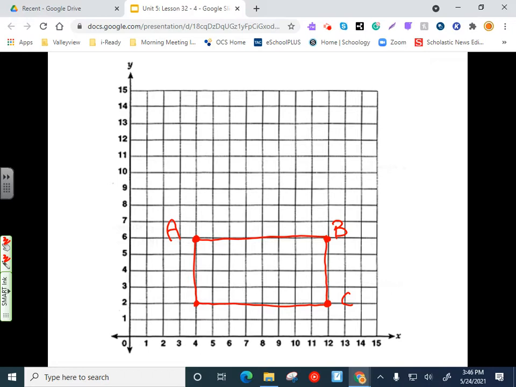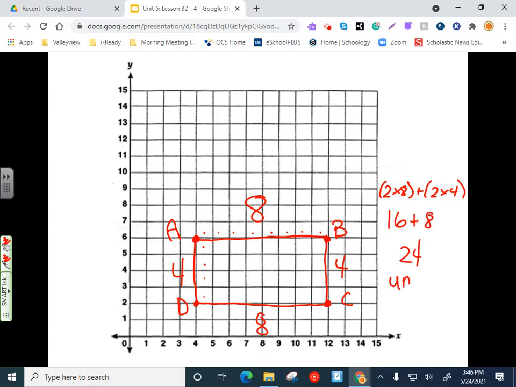So for the outside from A to B, I've got 1, 2, 3, 4, 5, 6, 7, 8. So if that's 8, we know that C and D is also 8. On the side, A to D is 4, which means B and C is 4. So we could add all these up. 8 plus 8 plus 4 plus 4 gives us 24. Or you can always do 2 times 8 plus 2 times 4. That gives us 16 plus 8, and that gives us 24.